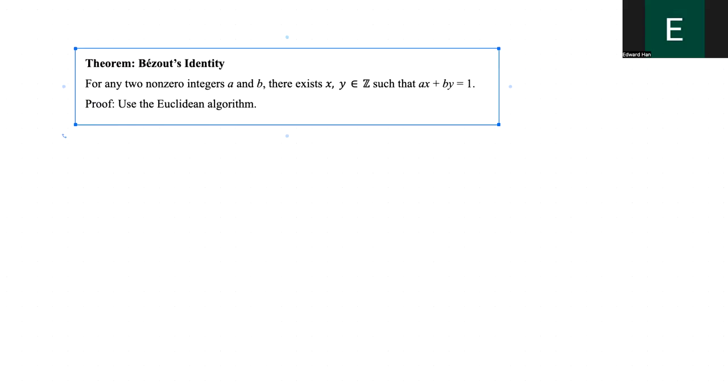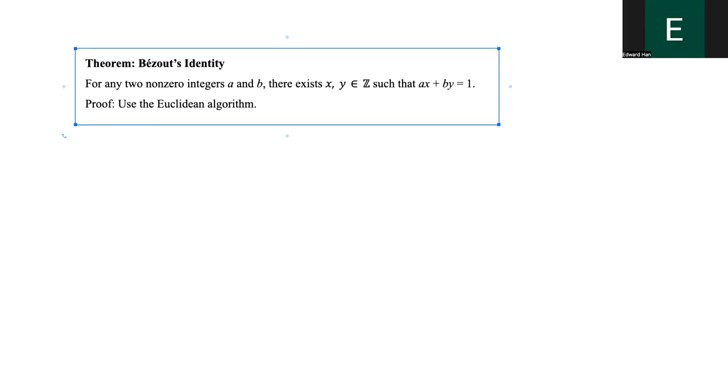As I said, we're going to be going over Fermat's little theorem as well as Euler's theorem, and then we'll do some problems. And so first, in order to prove Fermat's little theorem, we're going to go over Bezout's identity, which is needed.